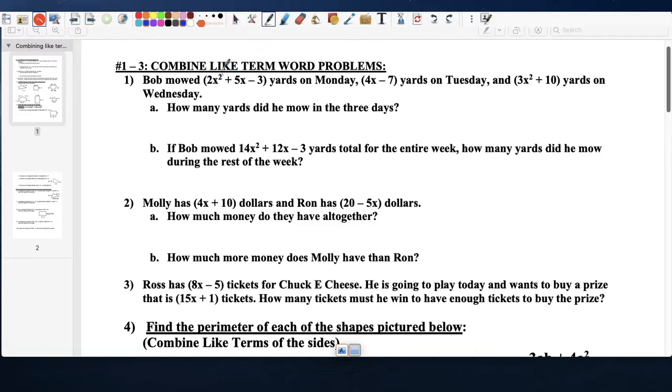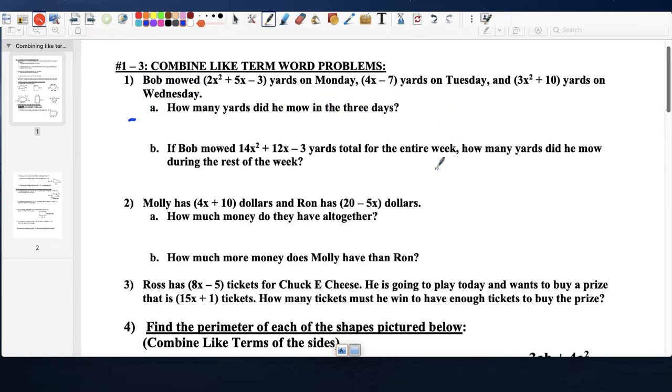Bob mowed this much. That represents a particular value, this many yards. But instead of a numerical value, we have an expression that represents that quantity. On Monday, and then 4x minus 7 on Tuesday, and 3x squared plus 10 on Wednesday. How many yards did he mow in 3 days? So we would have to add all these expressions.